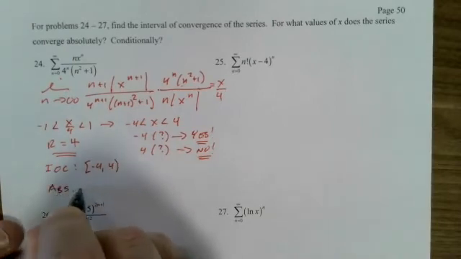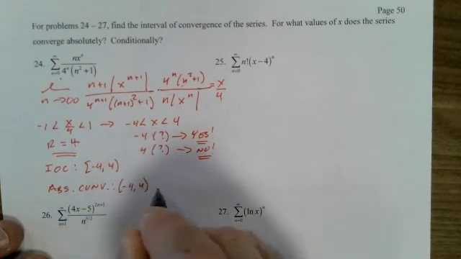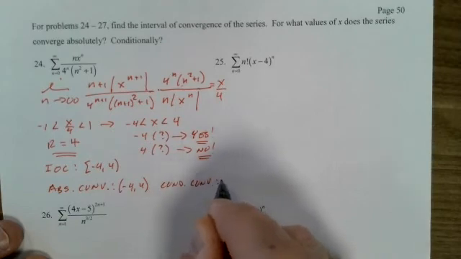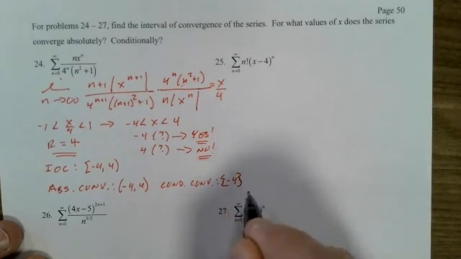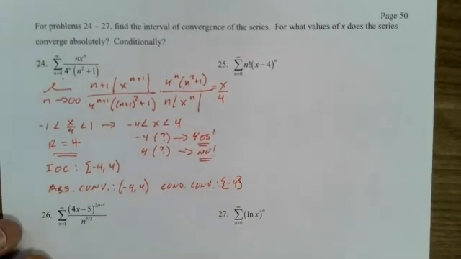Absolutely convergent -4 to 4. Conditionally convergent -4. Wow, that's a lot of work.